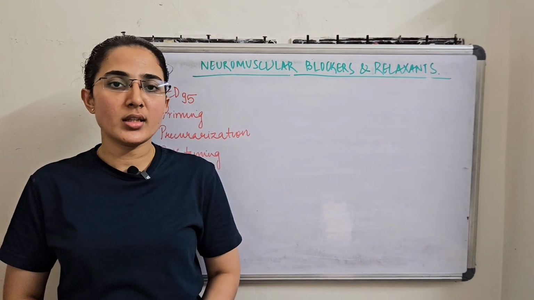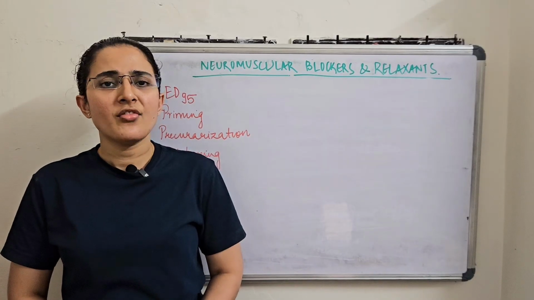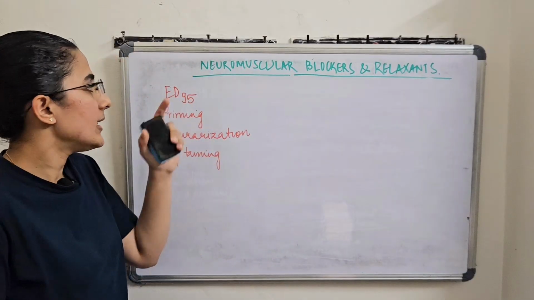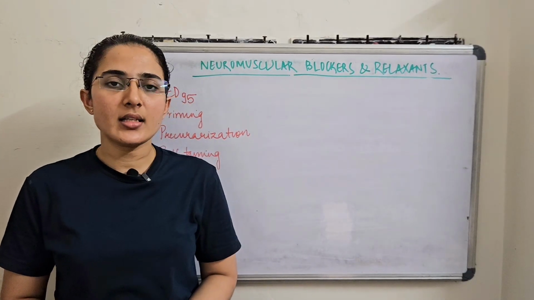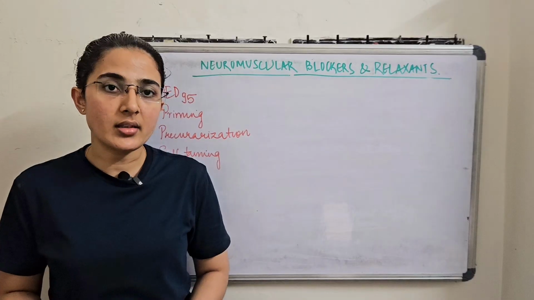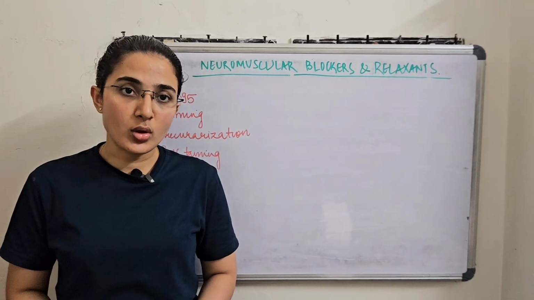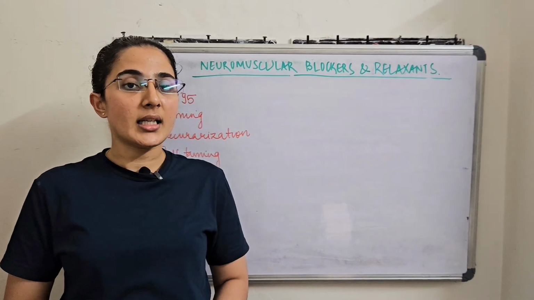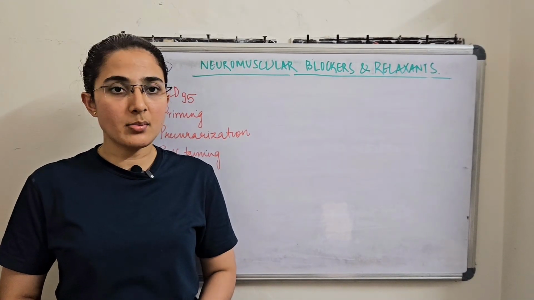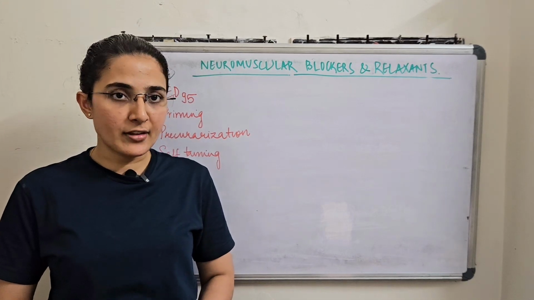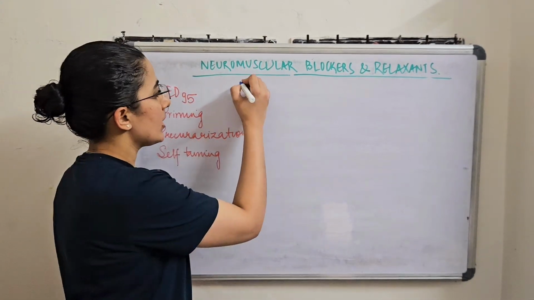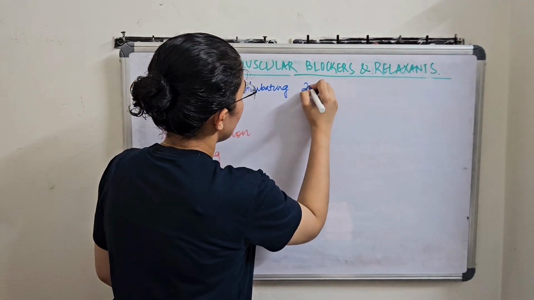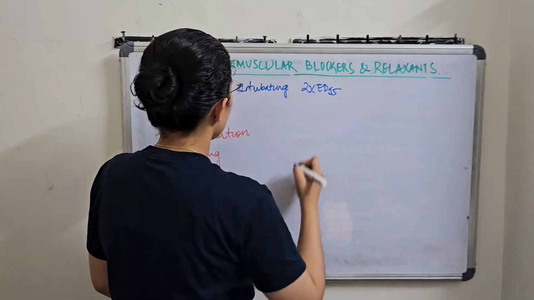Before moving on to the non-depolarizing muscle relaxants, we must know certain important terminologies, like what is ED95. For any drug, ED95 with respect to a muscle relaxant is the amount of dose required to prevent the movement of 95% of patients to a supramaximal stimulus. Usually the intubating dose of any drug will be 2 times ED95.